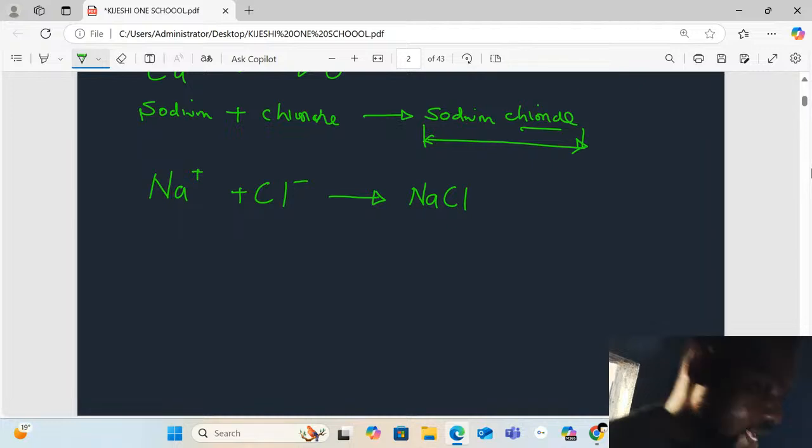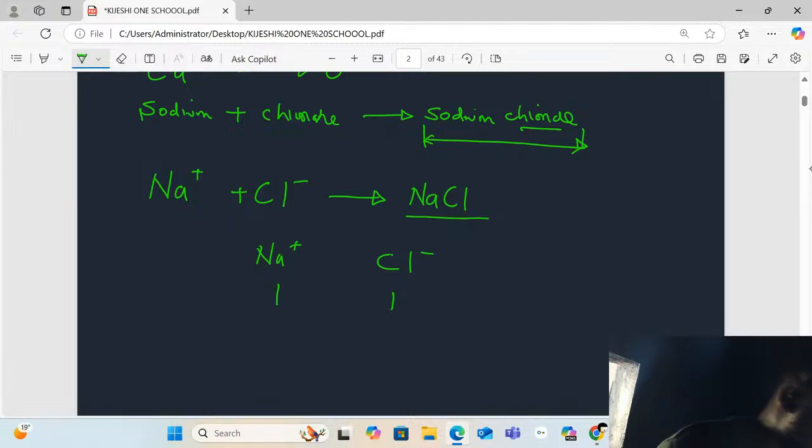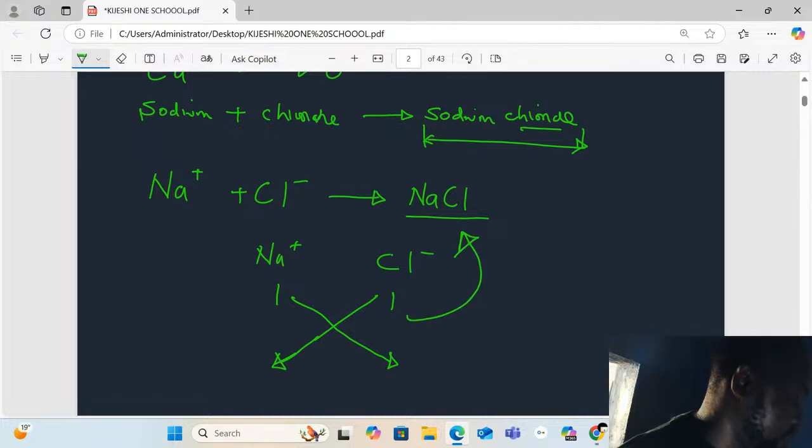What happened here is that sodium ion is of valence 1 and chloride ion is of valence 1. Therefore, during the formation of the salt, they exchanged their valencies. And because it is 1 versus 1, that is why we can arrive at this formula without stress.